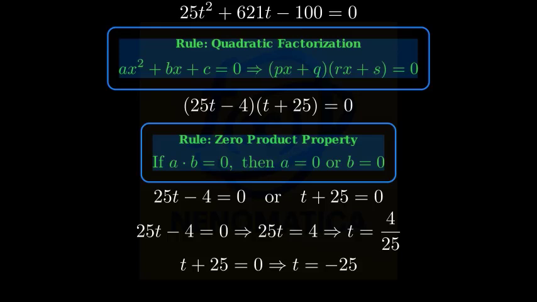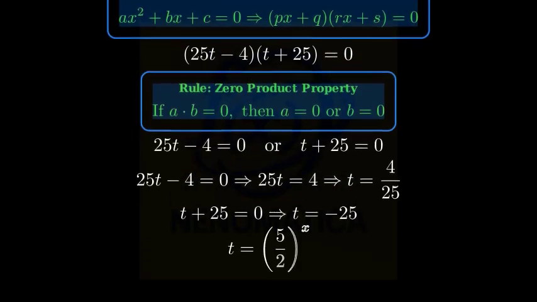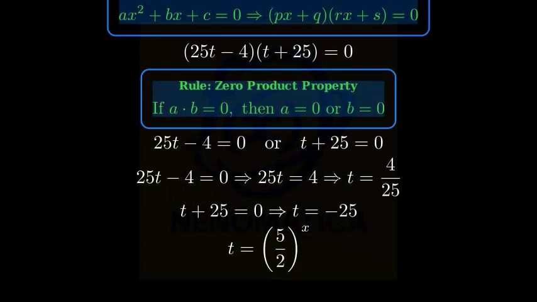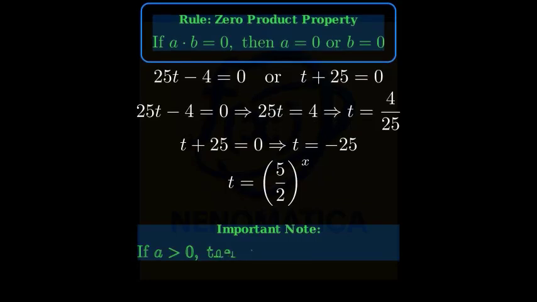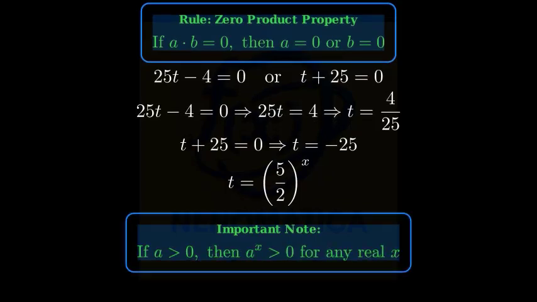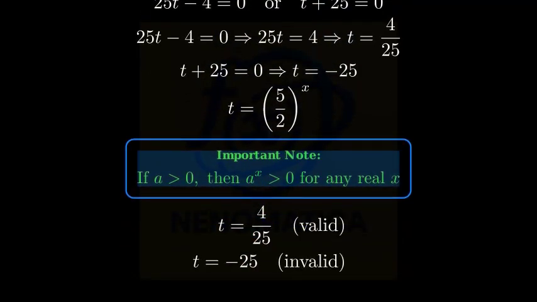Now we need to check which value of t is valid for our original problem. Remember, t equals 5 over 2 to the power of x. Since 5 over 2 is positive, 5 over 2 to the power of x must also be positive for any real value of x. So t must be positive. This means we must reject t equals negative 25, and our only valid solution is t equals 4 over 25.